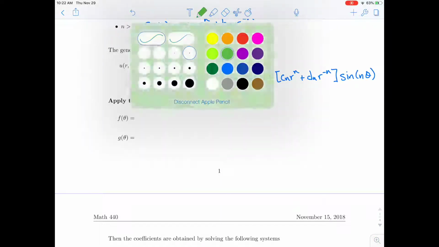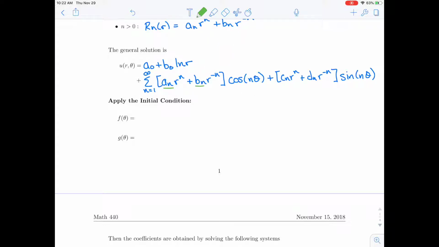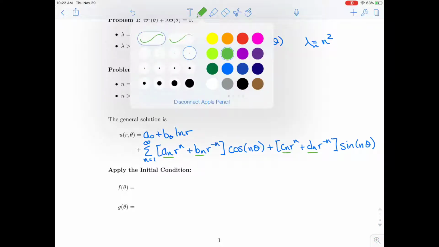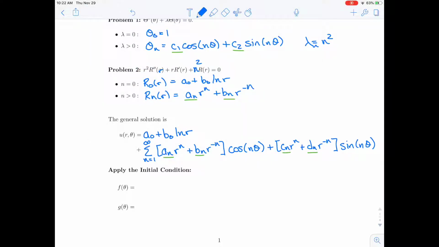And so these a sub n, b sub n, c sub n, d sub n are really taking the place of the constants c1, c2, or the a sub n and b sub n that you see there. Now, what we have to do is figure out the coefficients a sub 0, b sub 0, a sub n, b sub n, c sub n, and d sub n. So we do that by applying the boundary conditions.